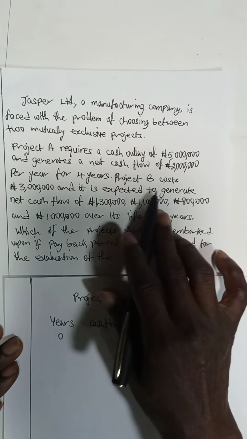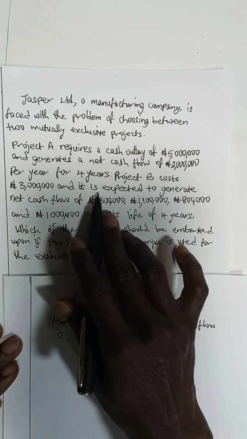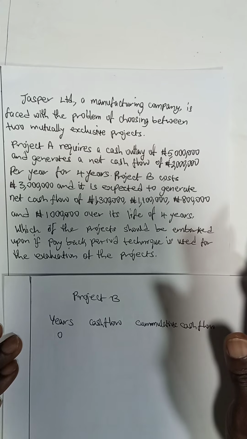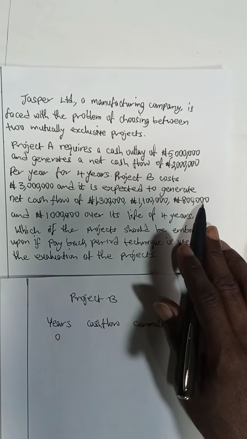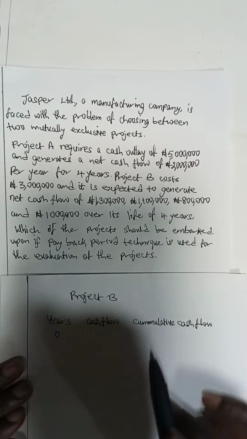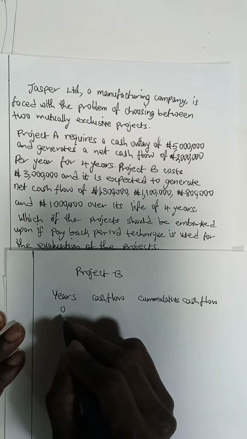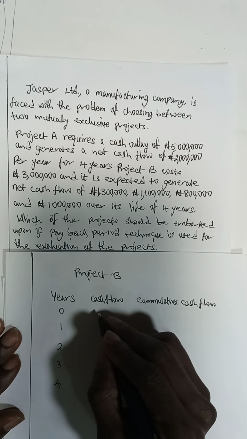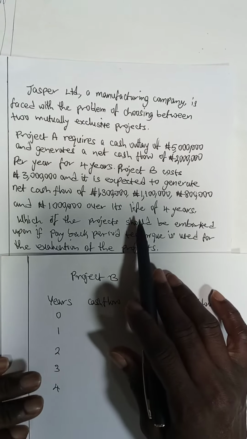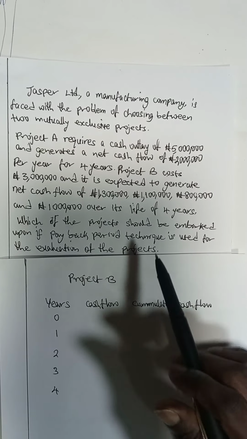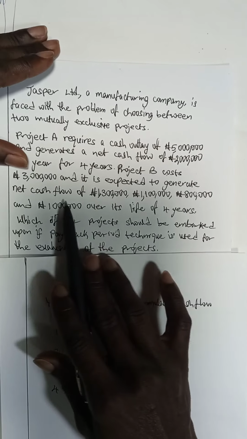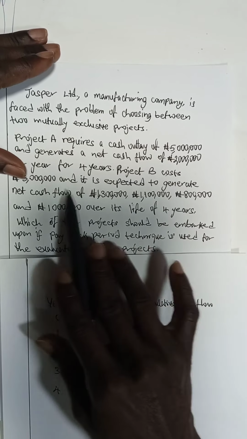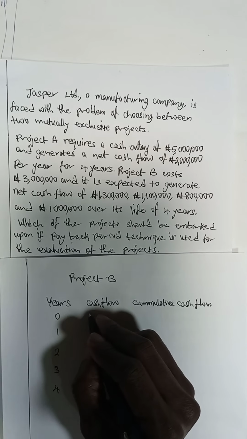So this project B cost 3 million and it is expected to generate net cash flows of 1.3, 1.1, 800 thousand and 1 million over its life of 4 years. So we start from year 0, year 1, year 2, year 3, year 4. The initial cash outlay for year 0 is the initial capital invested. Project B cost 3 million.